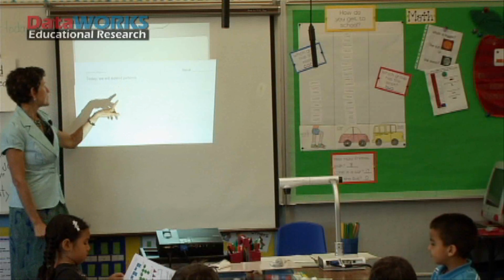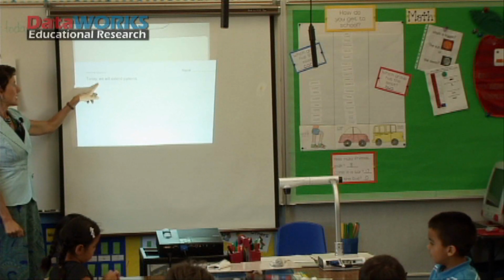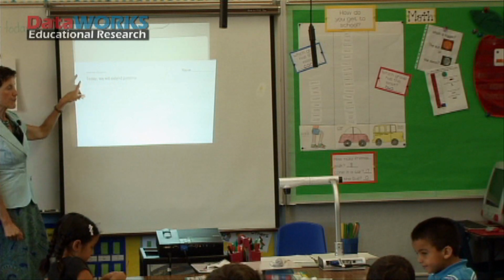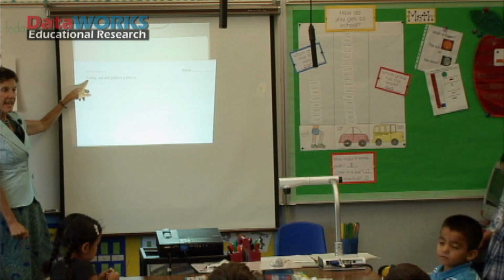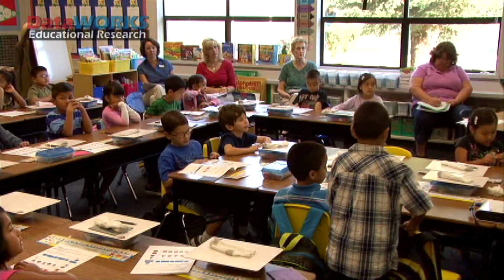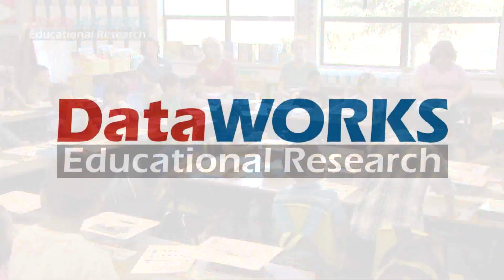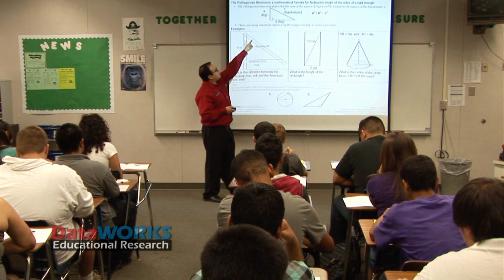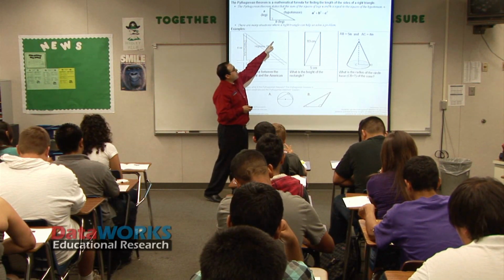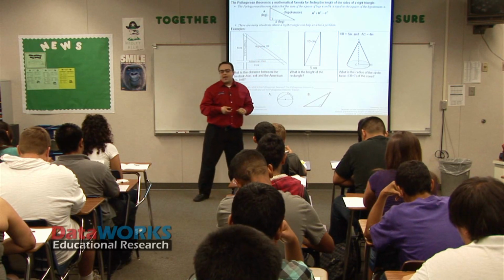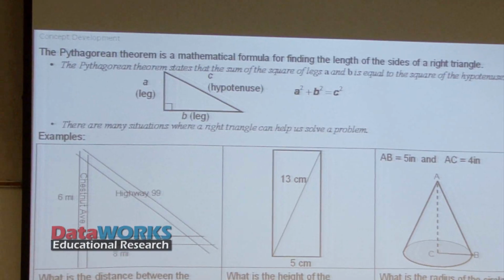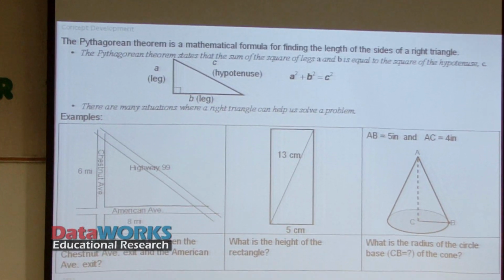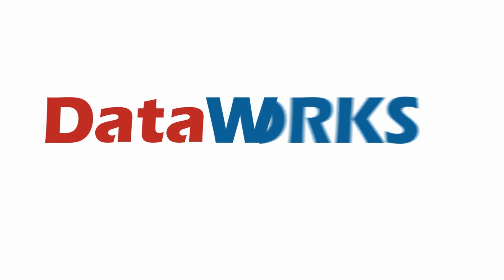Patterns. Patterns. So today, we will extend patterns. Let's read that together, please. 1, 2, 3. Today, we will extend patterns. But track with me. The Pythagorean theorem is a mathematical formula for finding the length of the sides of a right triangle. So we see that word right there, right triangle. That's why it was important to remember what right triangles were, because right triangles lead to using Pythagorean theorem.